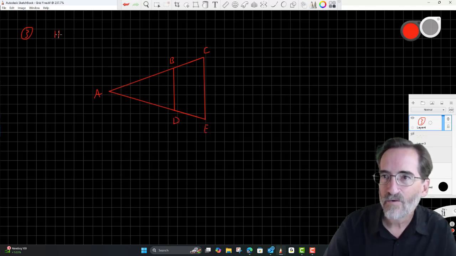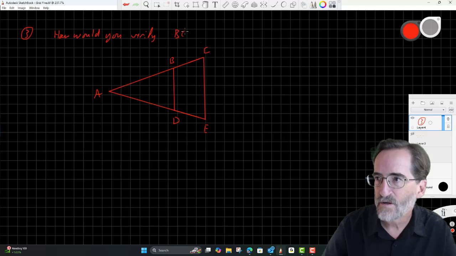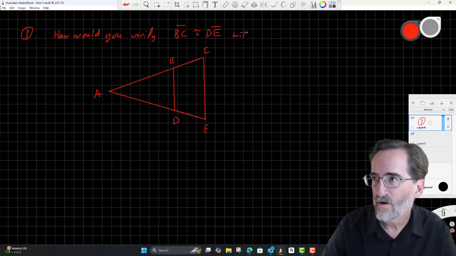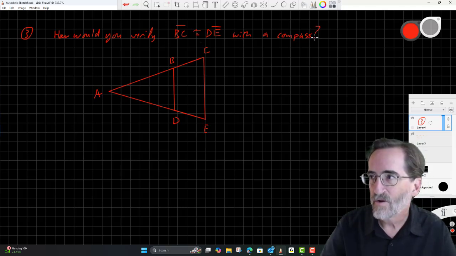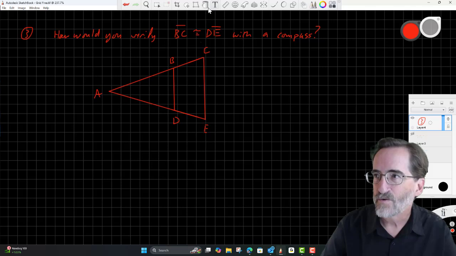Okay, how would you verify BC is congruent to DE with a compass? Okay. With a compass. And so what I would do is this.